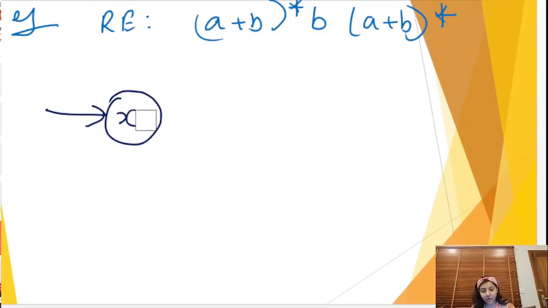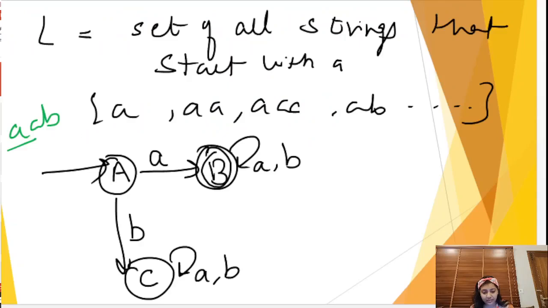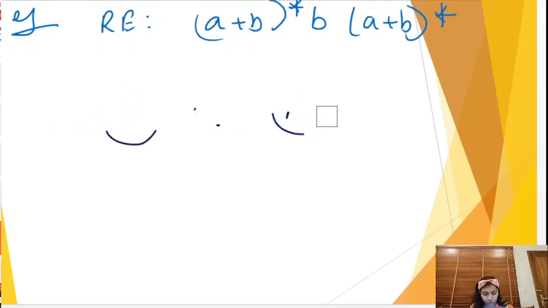So let's try to number the states with the capital letters only. Let's call it A. So this is one way to represent the initial state, or we can also represent it like this, with a minus symbol in the superscript, we say that it is an initial state. So in any of the ways we can represent our initial state. Let's take the first approach only.